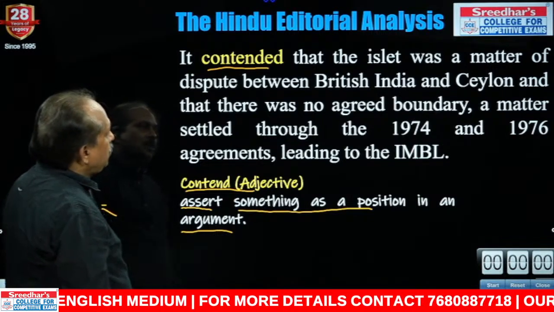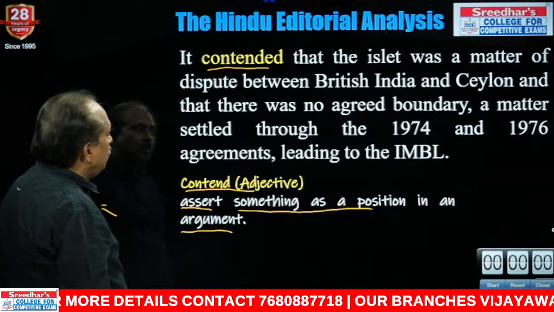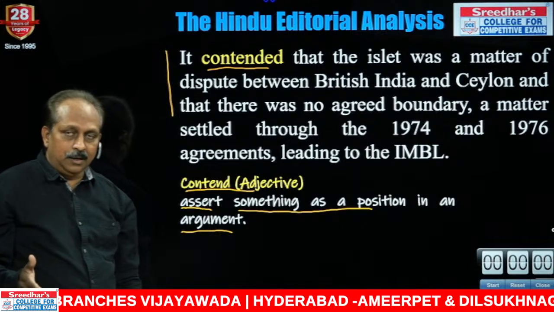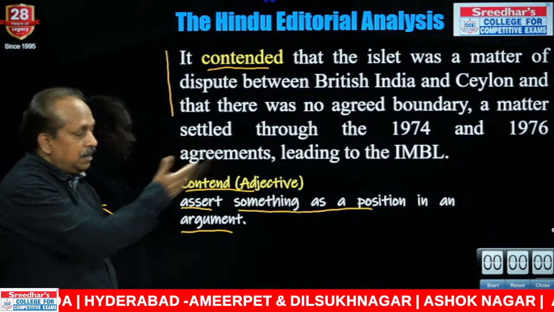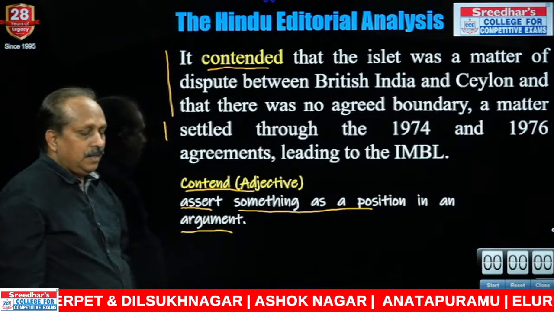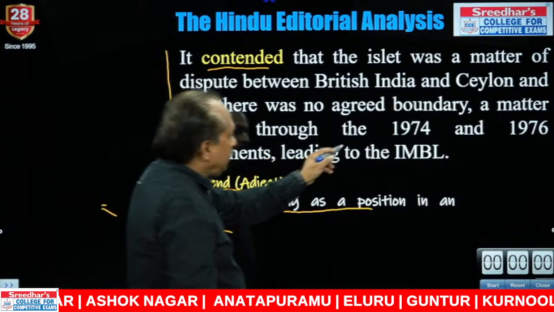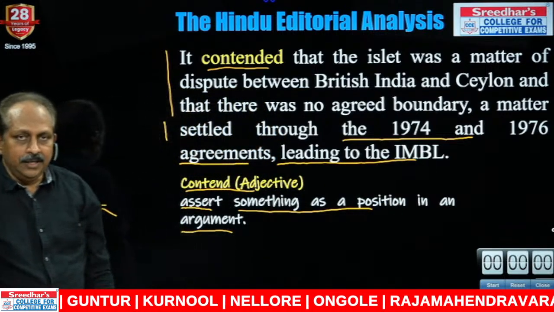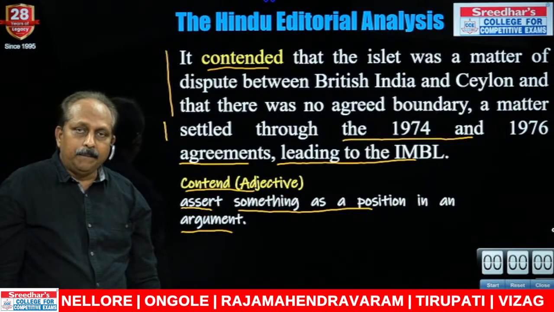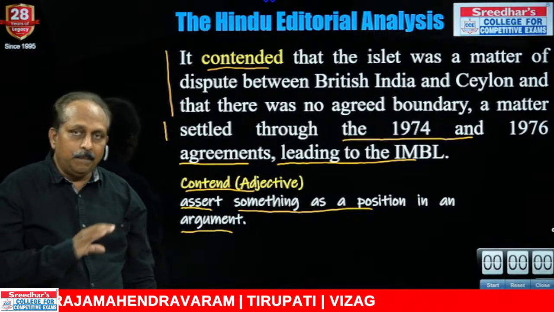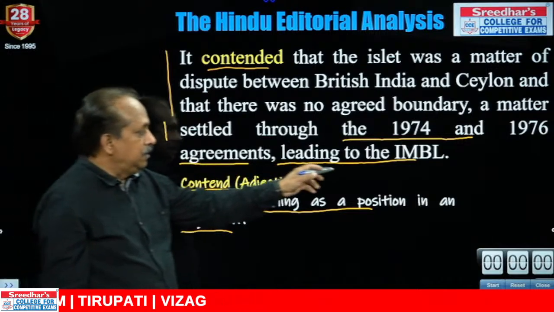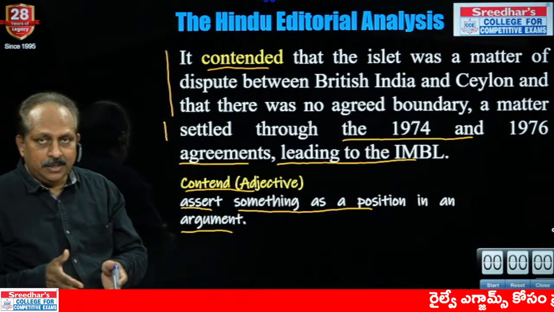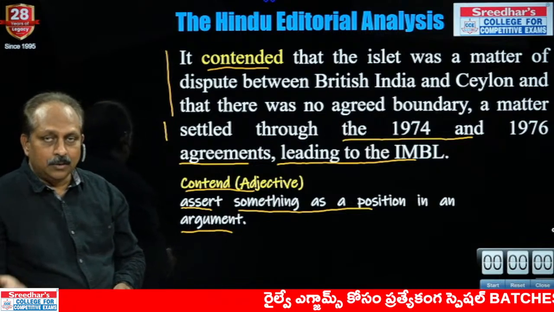It contended that the islet was a matter of dispute between British India and Ceylon and that there was no agreed boundary. Initially, there was no agreed boundary and it was a matter not between India and Sri Lanka, but between British India and Ceylon. Later it was settled through the 1974 and 1976 agreements leading to the IMBL, the International Maritime Boundary Line. If you take that line between India and Sri Lanka, this particular island is on the Sri Lankan side, not on the Indian side.